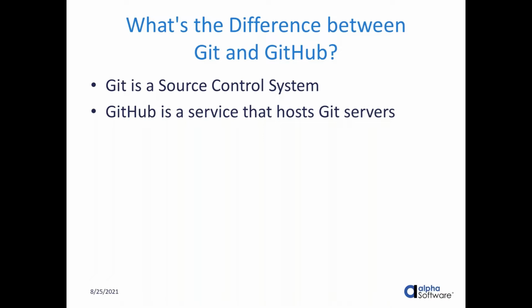So I mentioned we're going to talk about Git and GitHub today, and I just want to clarify two important things, and that is the difference between these two things. Git is a source control system. It's the technology that tracks all the changes and does the version control and history and everything. GitHub is a service that hosts Git servers. They're a web service. You sign up. It's free. I really recommend using it. And they just host the Git servers for you to use for your projects.